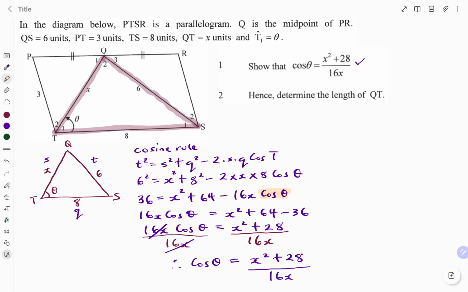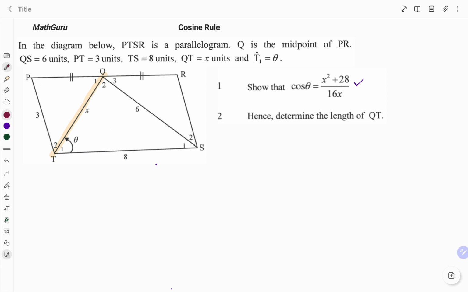The second part of the question says we should determine the length of the line QT. So I'm going to take off the highlight. I'm to find the length of QT as shown. So you can see that the line QT is part of the triangle PQT. So what I would do is to use the triangle PQT. I'm going to draw a rough sketch as shown. I have T, I have Q, and I have P.